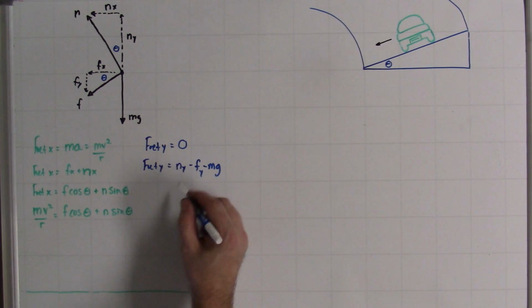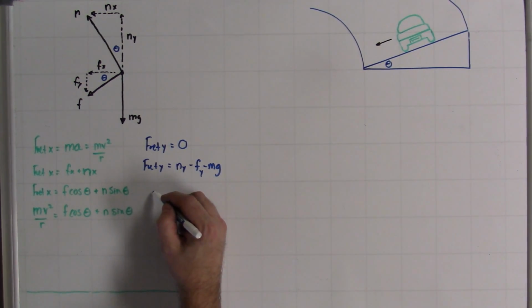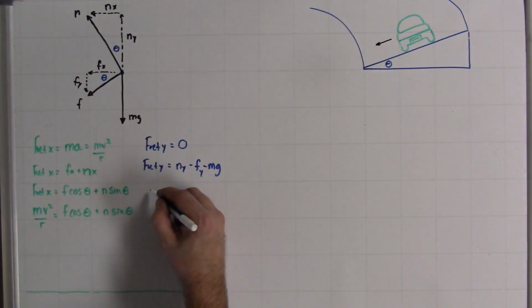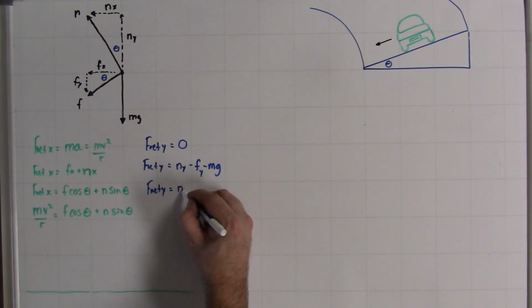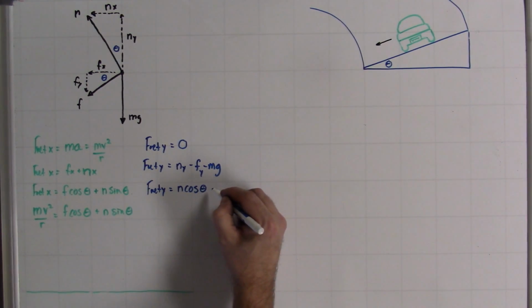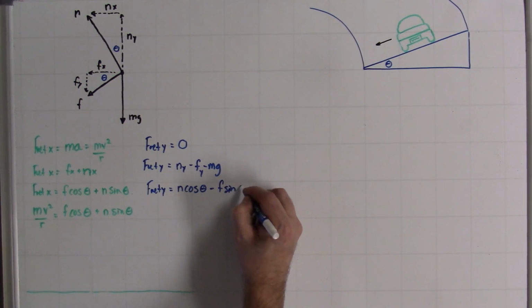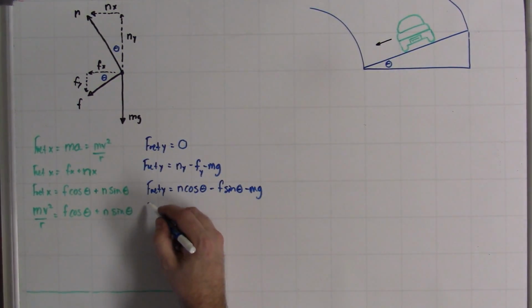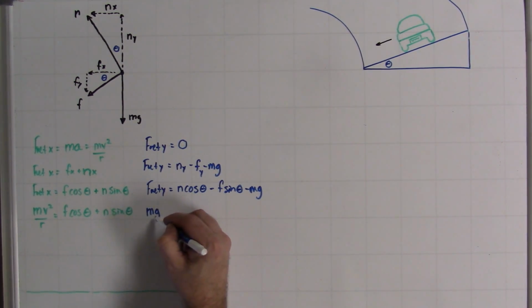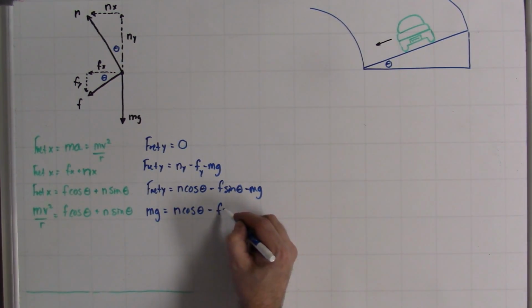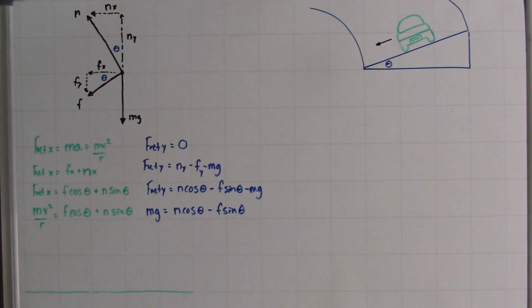Since this is equal to 0, I can say, sorry, pause. The n in the y direction, if you look at here, that's the adjacent side. So what I have is the net force in the y direction is equal to n cosine theta minus f. This time the y direction is opposite, so sine theta minus mg. And I end up with this statement that mg is equal to n cosine theta minus f sine theta.